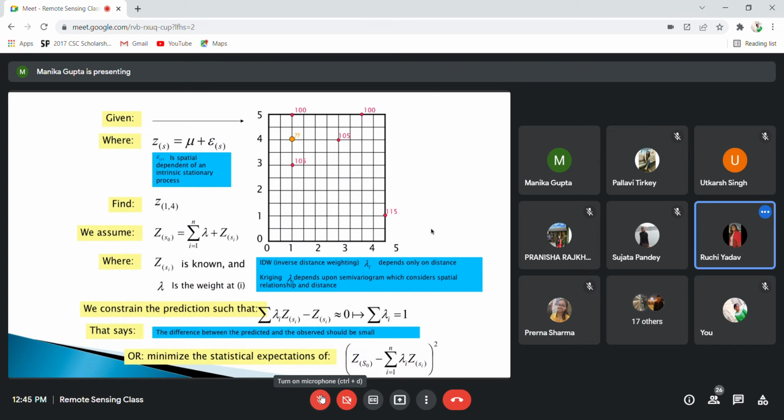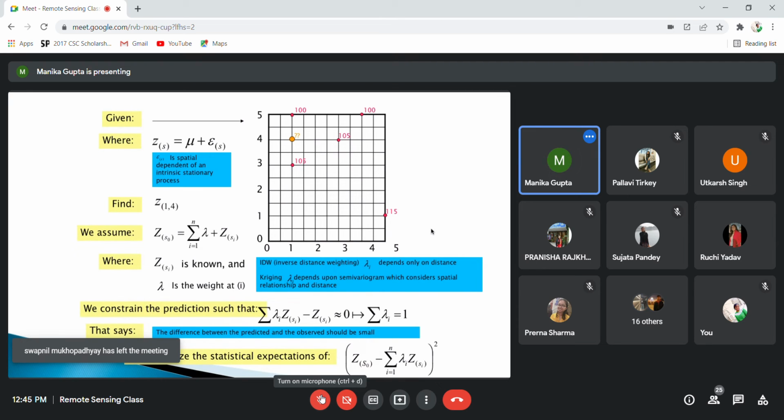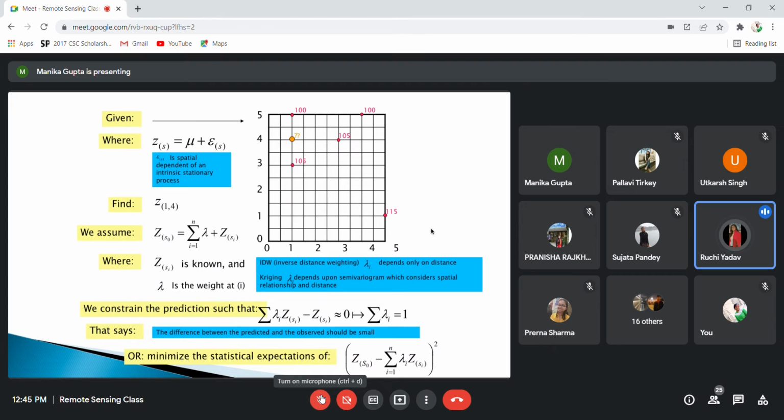102.7. 102.77. This is with IDW. Yes, ma'am. I'm taking the radius as 1. What radius? Distance between the values, unknown points to the known points. How did you take it as 1? Like it's given 0, 1, 2, 3, 4. So from the unknown point to the known point, I've taken as 1 unit.